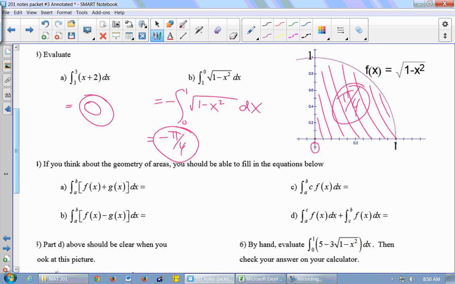Is that okay? Yes, it's above the x-axis, which means that the integral from 0 to 1 of radical 1 minus x squared dx is positive pi over 4. And I just have that negative in front because I switched the limits of integration.